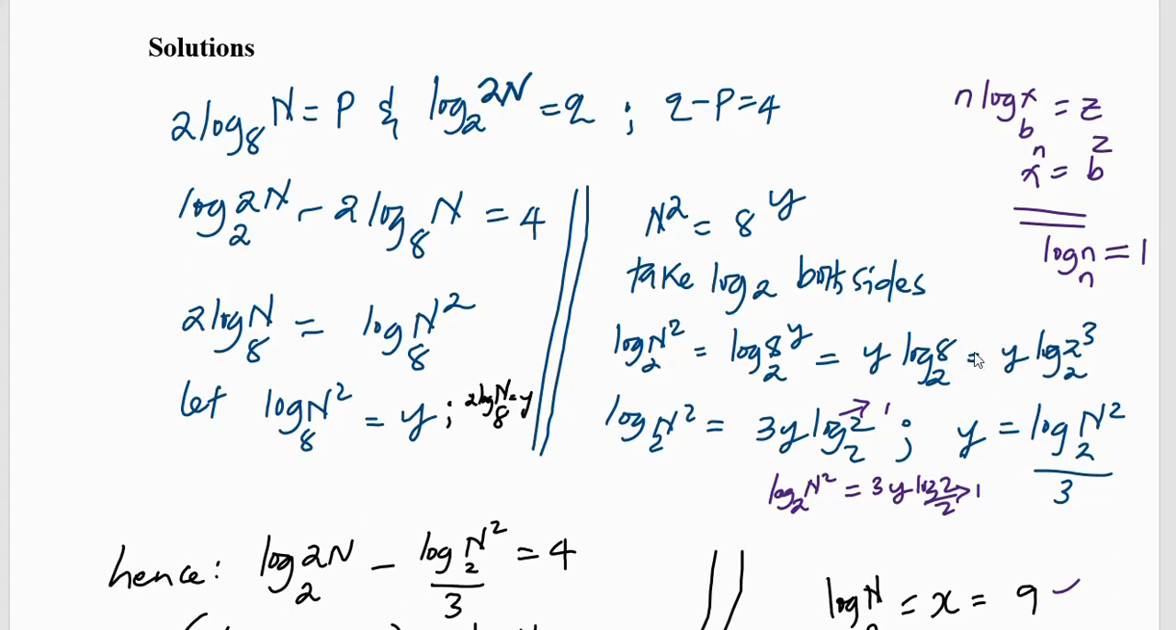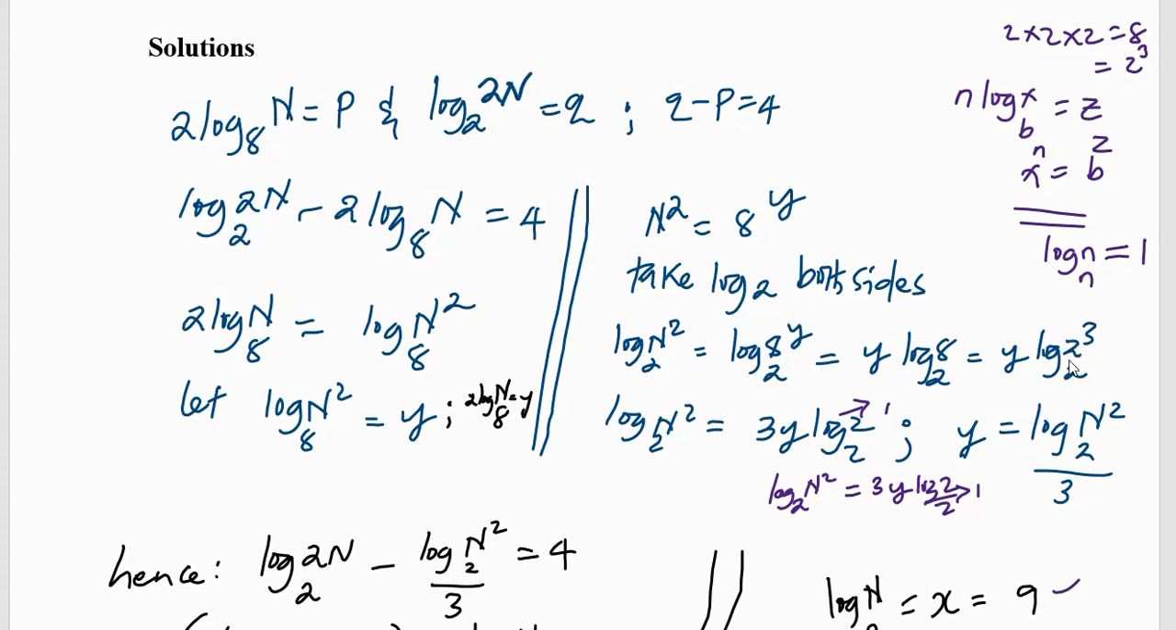So if I want to make 8 out of figures of 2, it means I can have 2 times 2 times 2. This is equal to 8, and this can also equal 2 to power 3. So I can say it is y log 2 to power 3 base 2.